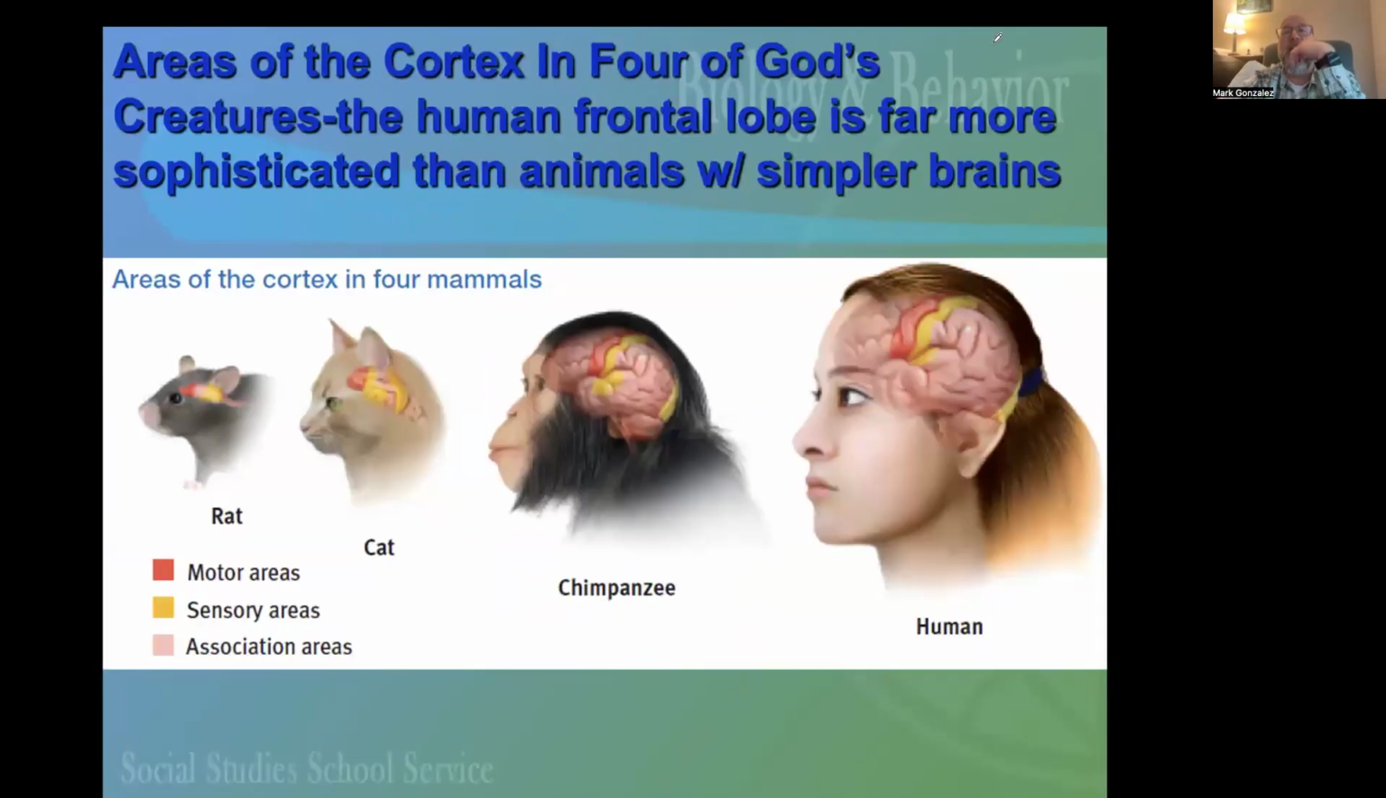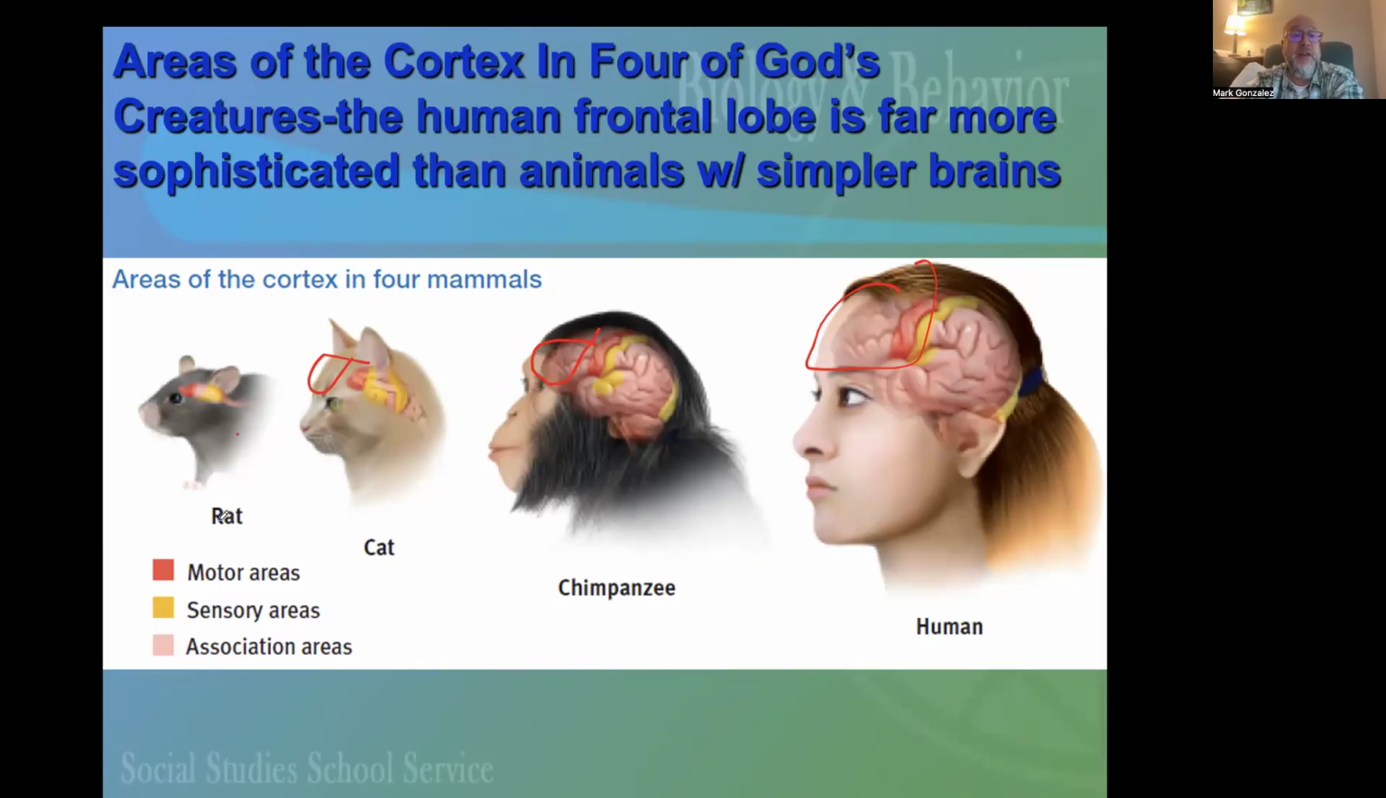Isn't this kind of interesting? Look at the brains of four of God's creatures, and you can definitely see our frontal lobes are far more sophisticated than a cat, definitely, right? Or a rat. Now, you can see chimps have the most advanced of the non-human frontal lobes, in which definitely chimpanzees are considered a lot more intelligent, of course.